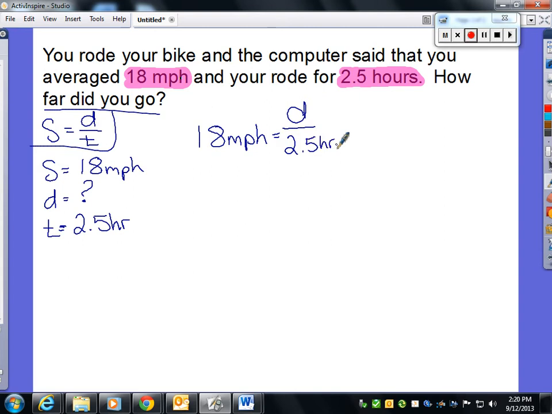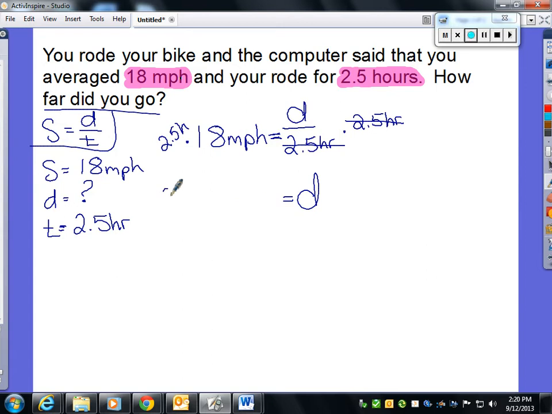The goal with any of these formulas is to always isolate the unknown. So right here, D is our unknown. We want to get it by itself. One way to do that is to multiply times 2.5 hours on this side, which cancels out. So I'm left with simply D on this side. Whatever you do on one side of the equation, you have to do on the other side, because this is an equal sign. It's going to be equal to times 2.5 hours over here.